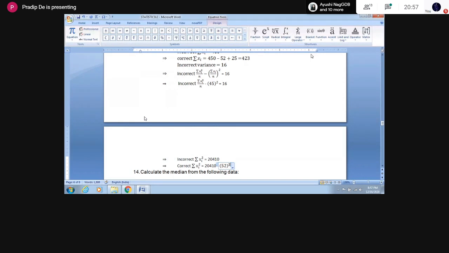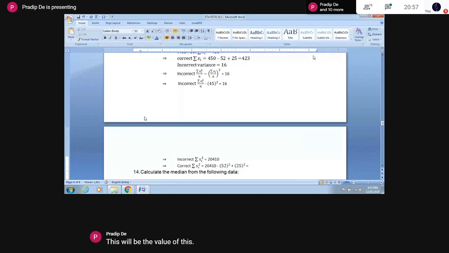Plus square of the correct value. Is it like this? 5331.